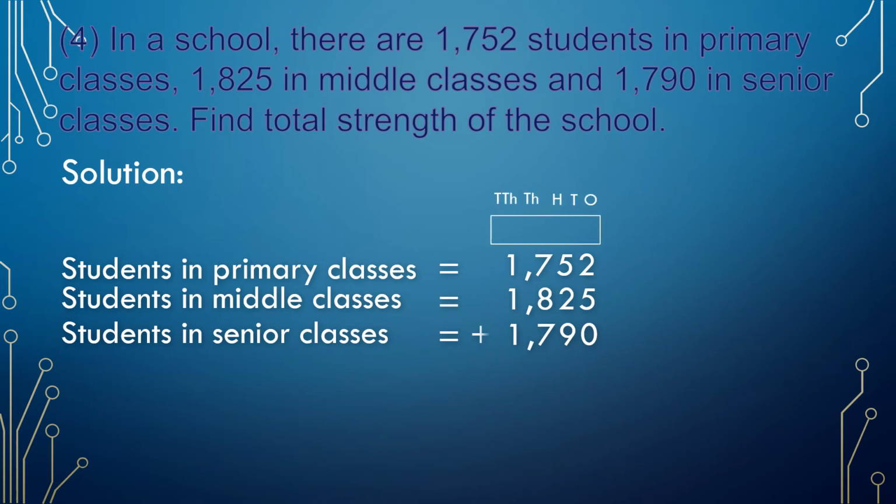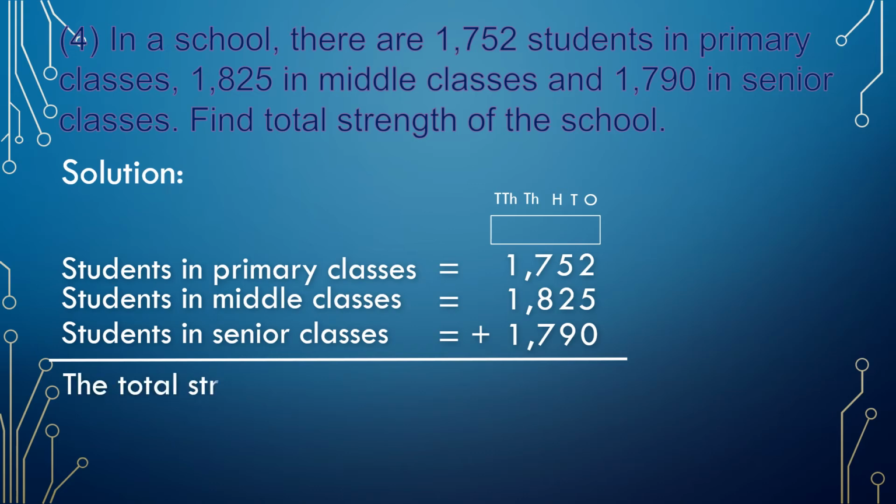Now draw a plus symbol and draw a line so our answer can go below it. Arrange the numbers according to their place value and then add column wise. So the total strength of school is equal to, again pause the video and do the addition on your own and check. The answer is 5367.